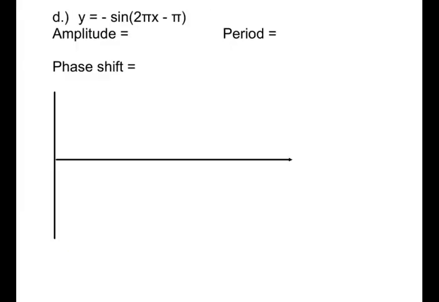All right, so let's try to graph y is equal to the opposite of sine of 2 pi x minus pi. Why don't you see if you can find the amplitude, the period, and the phase shift? Okay, the amplitude is 1. The amplitude is not -1. The negative tells me that there is a reflection. And the period is 2 pi divided by pi, so the period is 1.